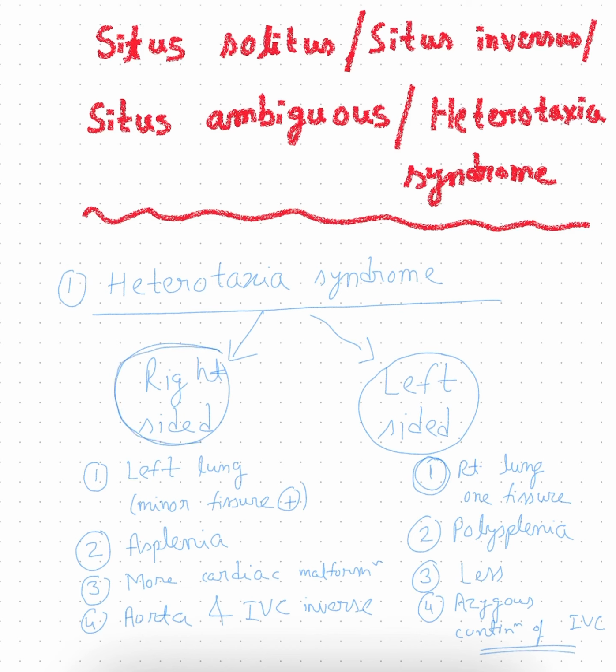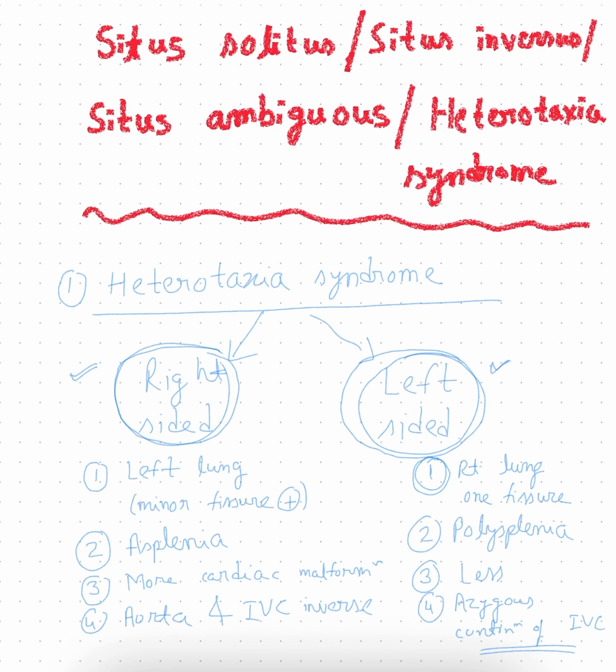So in the right-sided heterotaxia syndrome, right-sided features will be replicated, or I will say that will produce the effect on the left side of the body. And in the left-sided heterotaxia syndrome, the left-sided body features will be more impactful. So these are the heterotaxia syndromes.